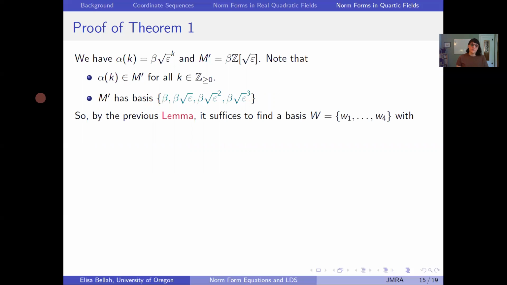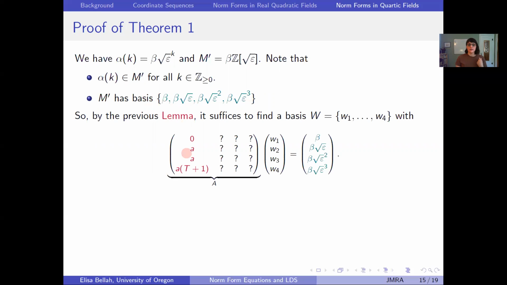Okay, by the previous lemma, recall all we need to do, we know that our coordinate sequences satisfy the recurrence we want. We need the first coordinate sequence to satisfy the initial conditions in the first column of this matrix A. So it suffices to just show that this equality holds, because over here on the right-hand side, note that this is alpha of 0, alpha of 1, and so on.